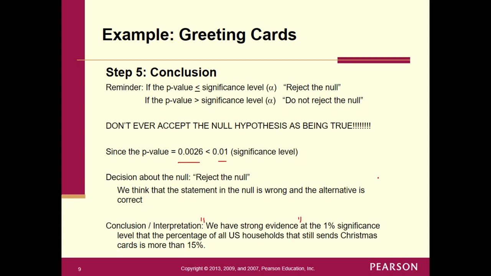We have statistically significant evidence at the 1% significance level that the percentage, right? What were we testing? We're testing if p was greater than 15%, more than 15%. So we're just putting that in words. We have strong evidence that the percentage of all U.S. households that still sends Christmas cards is more than 15%. And so the company, based upon their market share, out of that 15% that are sending Christmas cards, so many are going to go to these different companies, and these companies think they can still pull a margin during that particular season.